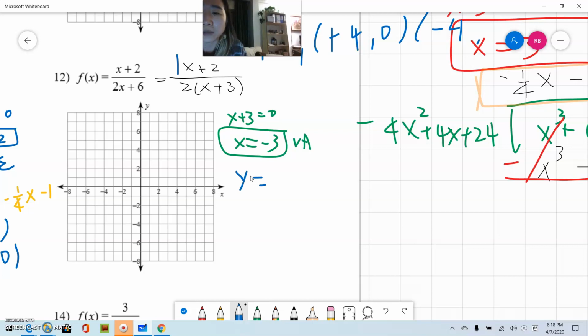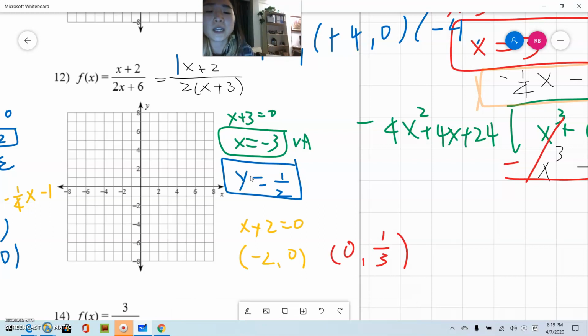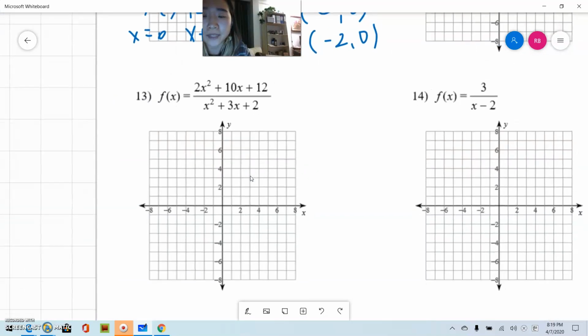Horizontal asymptote, you need to look at the coefficient 1/2, right? Because the degree is the same. And then x plus 2 is equal to 0. So then negative 2, 0 is my zero. And lastly, y-intercept. Finally, we have a y-intercept other than 0. Plug in 0, so then 0 comma 1/3, because 2/6 reduces to 1/3, is my y-intercept. Yay, 2 more and we're done.